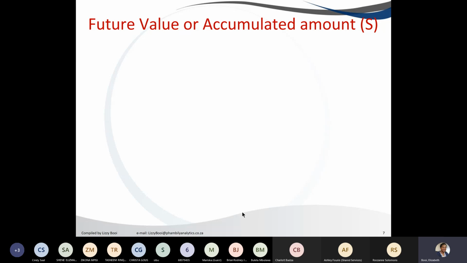How do we then calculate the future value of this interest? So for example, like I said, you borrow 1,000 rand and you pay interest of 350. To calculate the future value, we say principal amount plus your interest should give you your future value. Your future value will be your principal amount, 1,000, plus your interest of 350, which is 1,350. That will be your future value that you will have to pay.